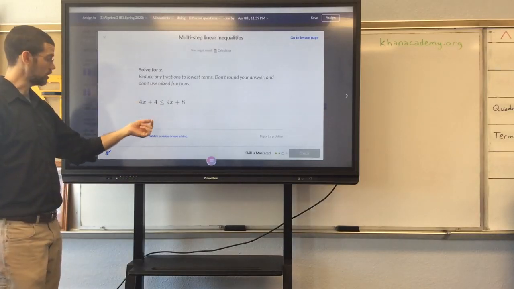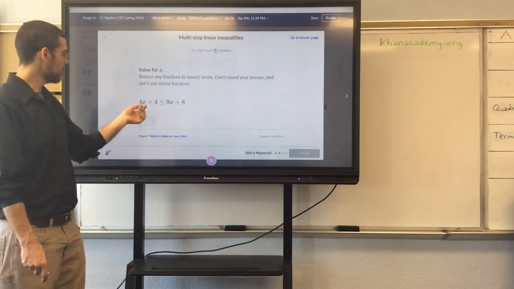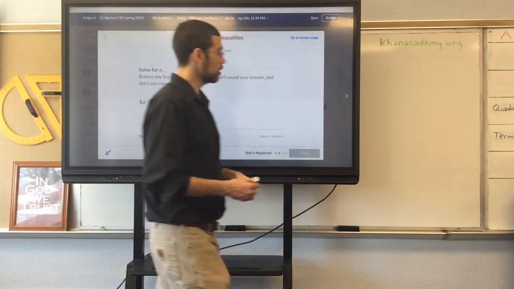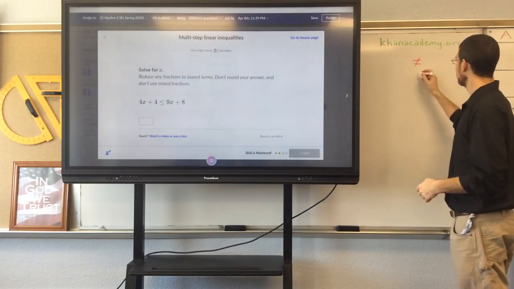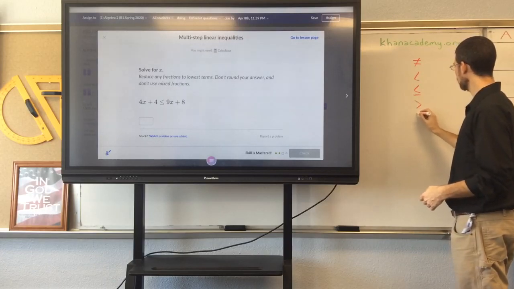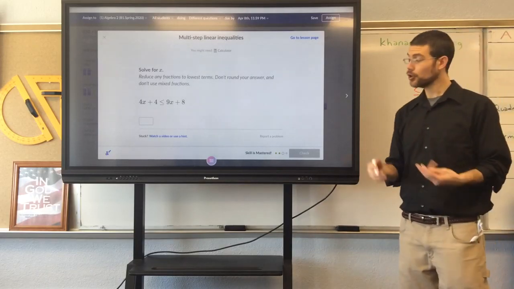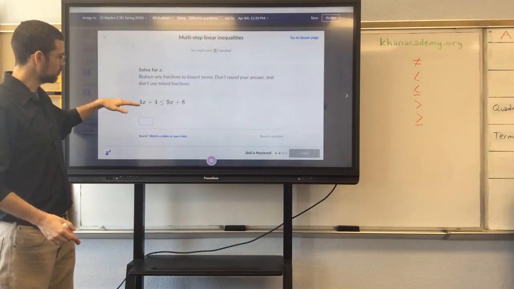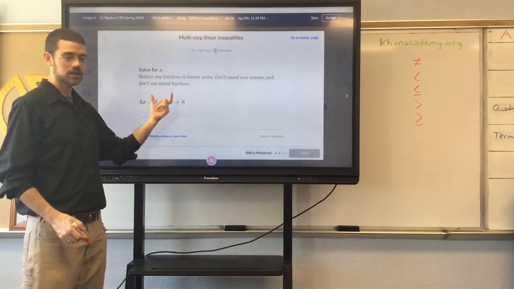So, here's an inequality. It's an inequality because instead of having an equal sign, which would make it an equation, it has this symbol which means less than or equal to. So, inequalities include not equals, less than or equal to, greater than or equal to. So these are the different symbols that could be part of an inequality. In this case, the left side, 4x plus 4, is less than or equal to the right side, which is 9x plus 8.